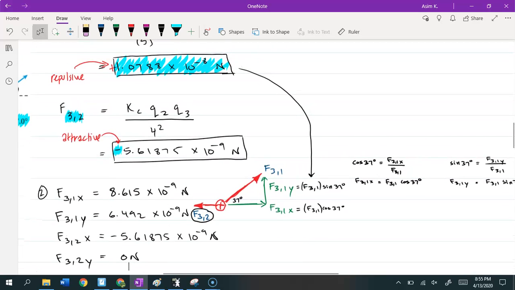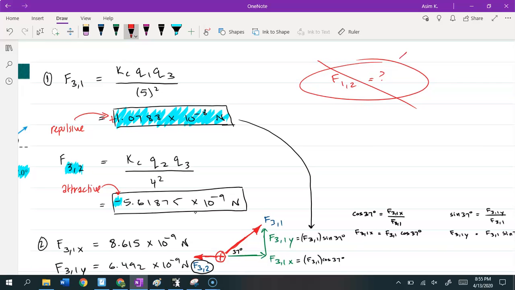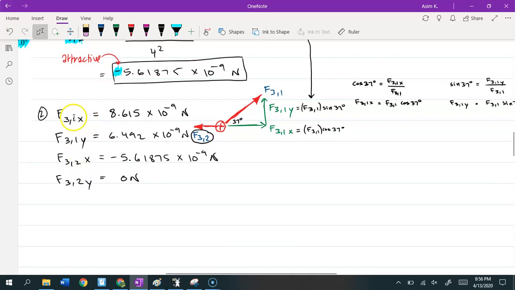All right, so let's just recap. Step number 1: our job was to find those net forces. A common question I get is, why didn't you find F12? It's because the question was never asking us for the force felt between 1 and 2. It's really interested in what's felt by 3. So we looked at 3 and 1, and we looked at 3 and 2. Then the next step was that we broke down any diagonal forces, as we've done before, into their x and y components, right? So that's step number 2.